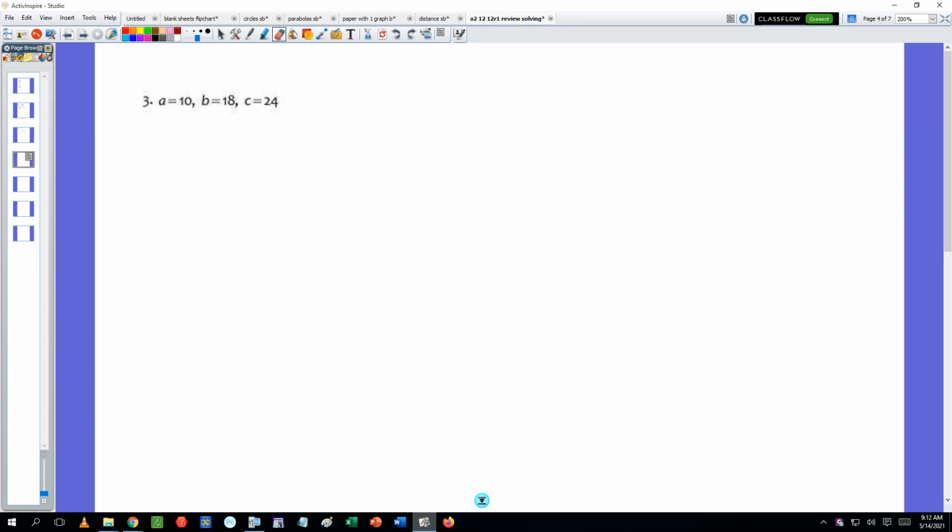Continue with this key. Number 3: 10, 18, and 24 are your three sides. It doesn't say anything about it being a right triangle, so let's just draw something kind of generic just to collect our data. Baby a would be opposite angle A. Baby b would be opposite angle B, and baby c down here is 24. We're trying to find all three of the angles.